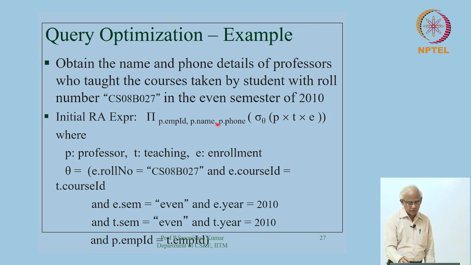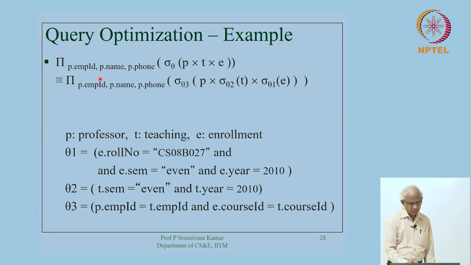Now we start a series of equivalences for this relational algebra expression, where we will show how exactly this entire condition has to be placed appropriately inside, and how we convert these operators, etc. Okay, so let us see how it works. This is the projection list, and then sigma theta applied to P cross T cross E, where theta is this entire condition.